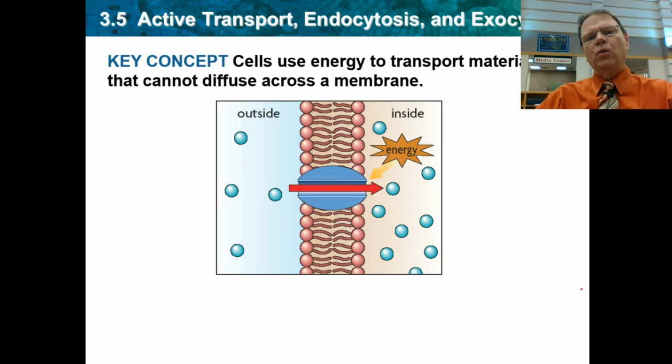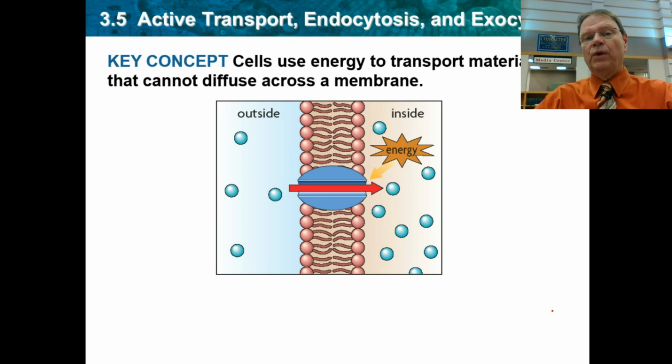But what about when a particular molecule is needed in high concentrations inside the cell, and yet it's only available outside the cell in few numbers like you see pictured here? Well, that's when energy is going to be needed. And so there's times when energy is used to transport materials not down the concentration gradient, but up the concentration gradient as they move across the membrane. So that's what we want to focus on today.